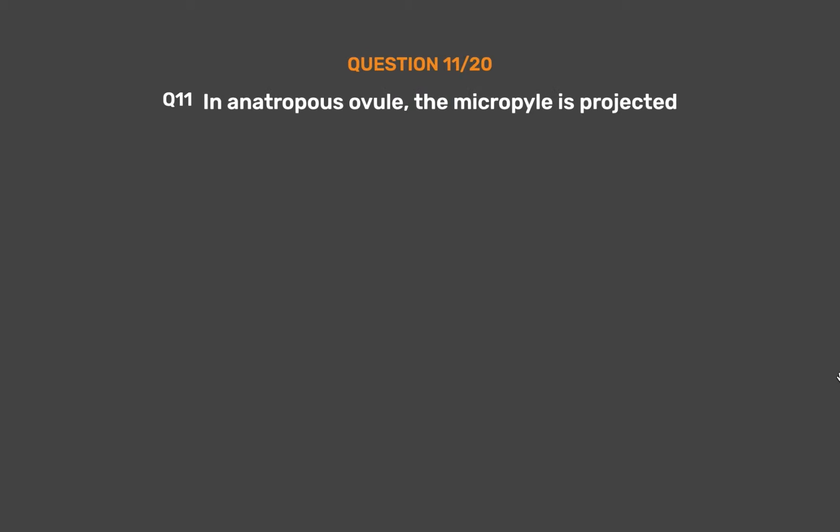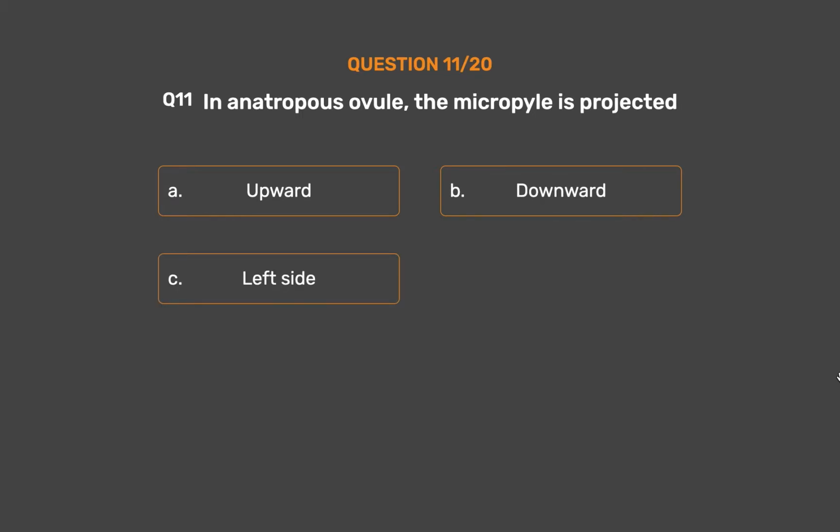Question number 11. In anatropous ovule, the micropyle is projected. Option A. Upward. Option B. Downward. Option C. Left side. Option D. Right side.